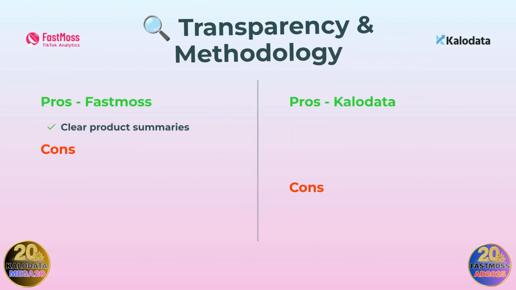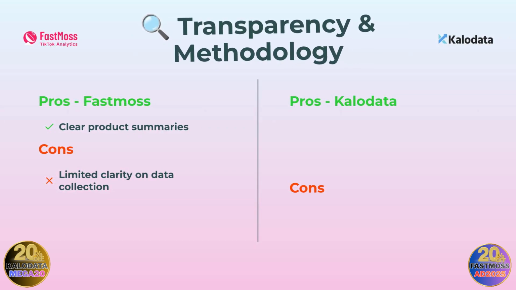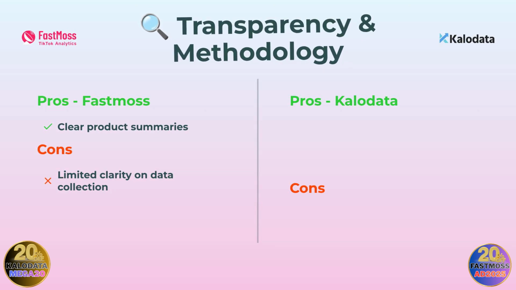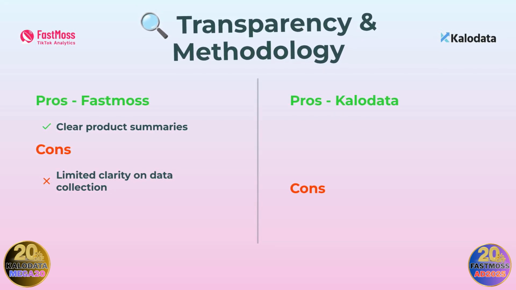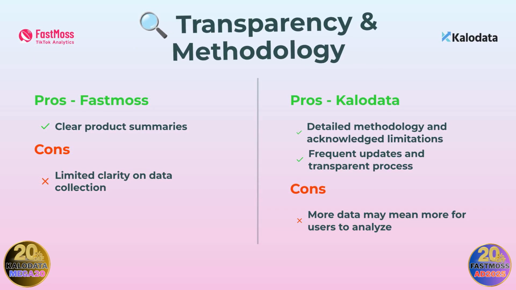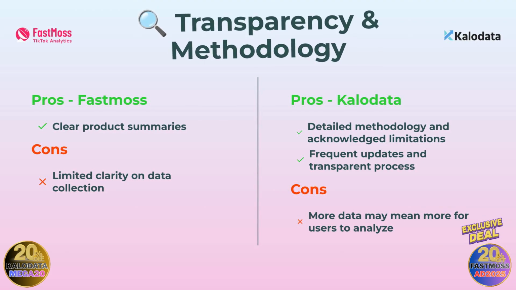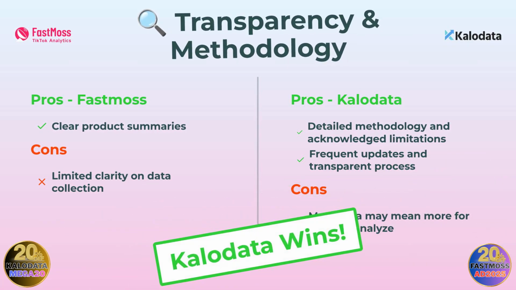Last up, transparency. FastMoss gives you nice, simple product summaries, but sort of leaves you guessing about where their numbers come from. If you're a data nerd like me, that's like, ah. Kalodata, though, is super open. Whole methodologies out there, they talk about their limitations, and they're updating stuff all the time. Downside? It sometimes means more charts and data than you'll ever need, but hey, better too much than too little, right? Anyway, no contest. Kalodata totally takes it.